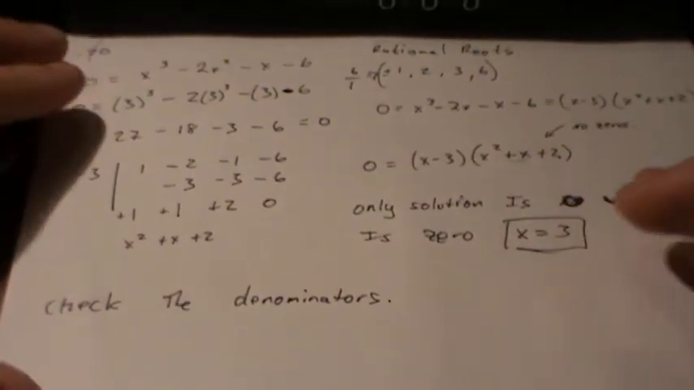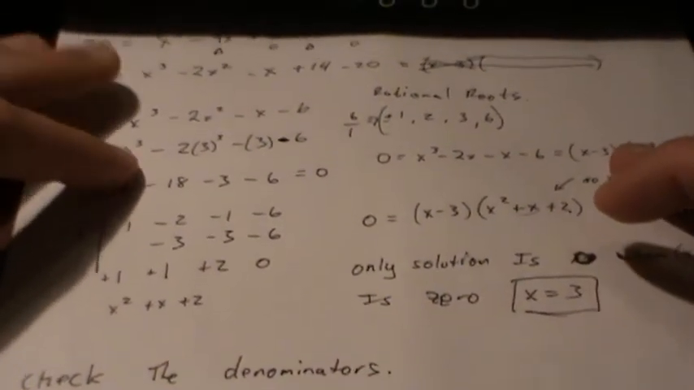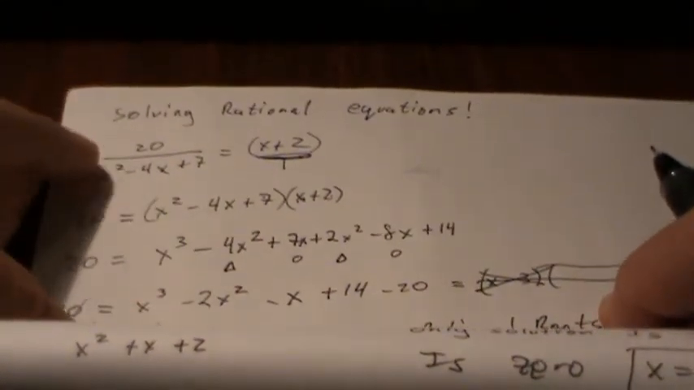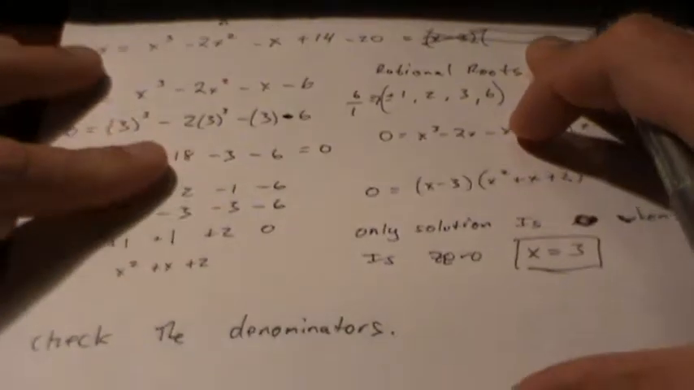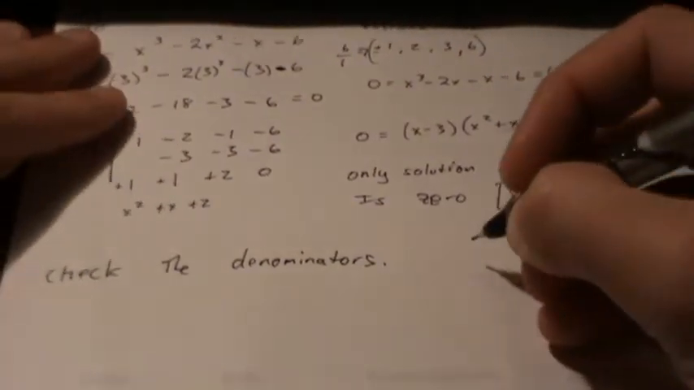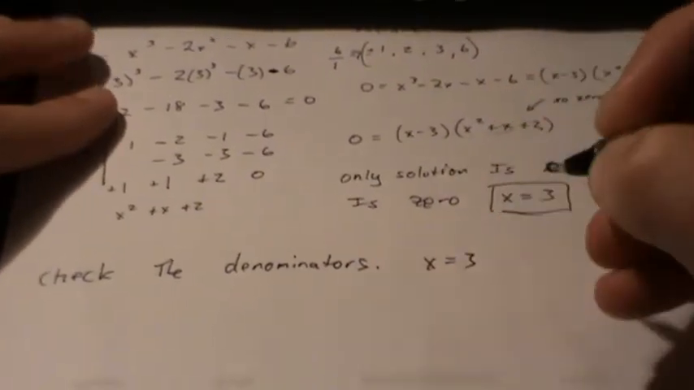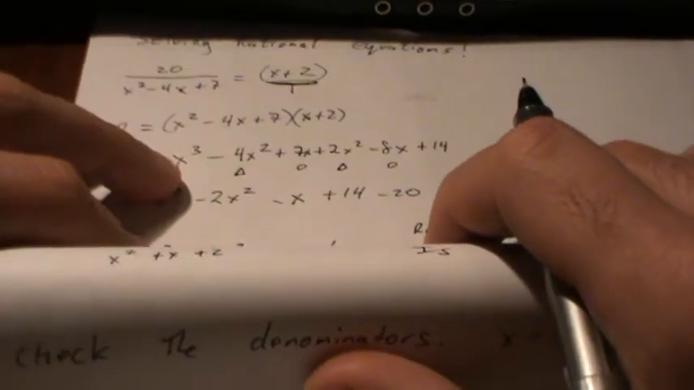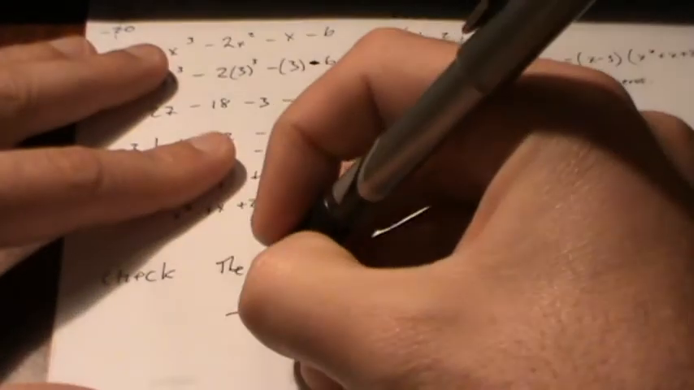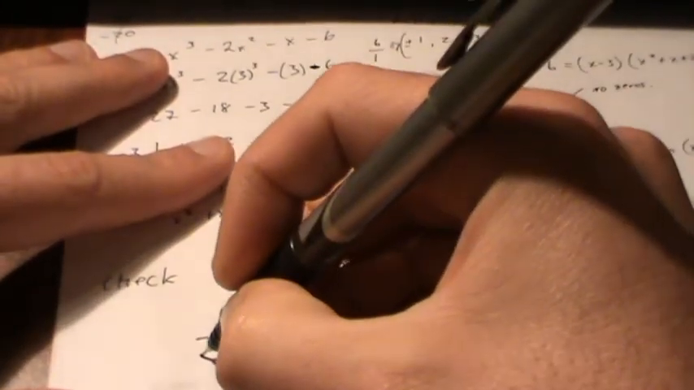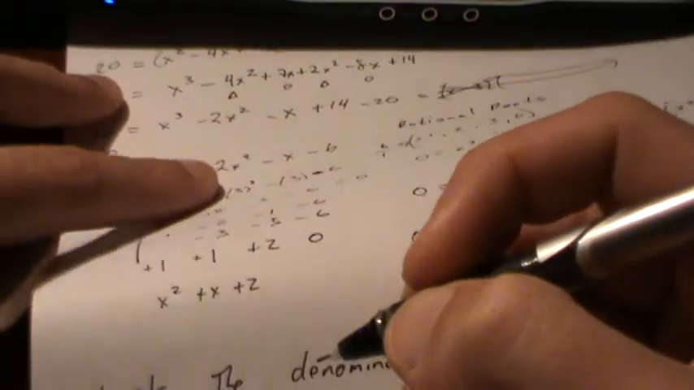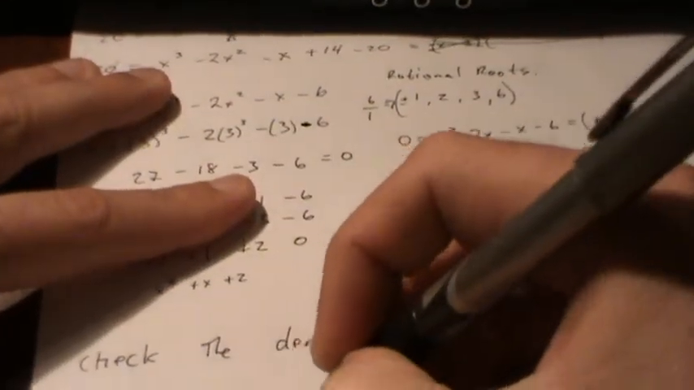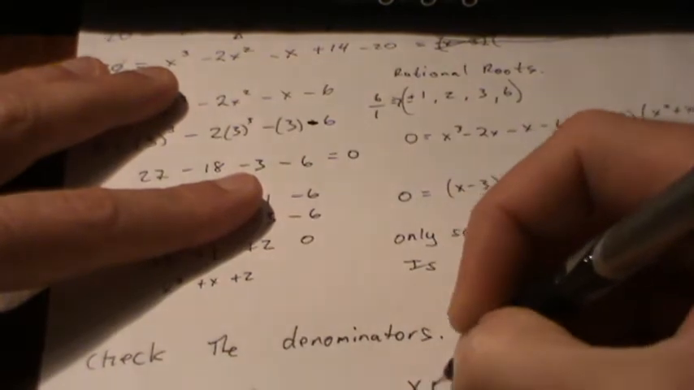Alright, so what I mean by that is I actually now have to go way back up to my original question, way up here. And I actually have to put the solution, x equals 3, into the denominators. So I'll rewrite my question down here. It's 20 over x squared minus 4x plus 7 is equal to x plus 2.